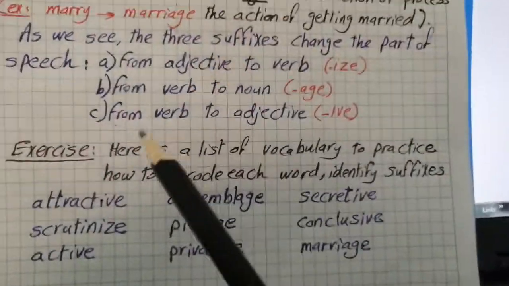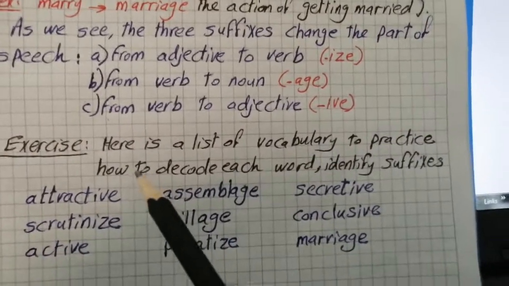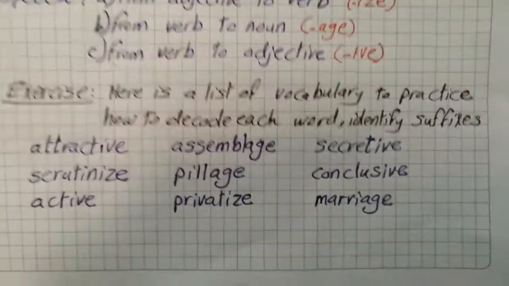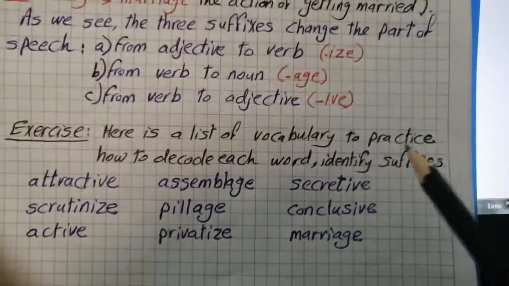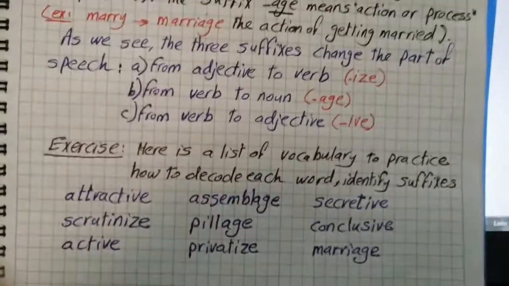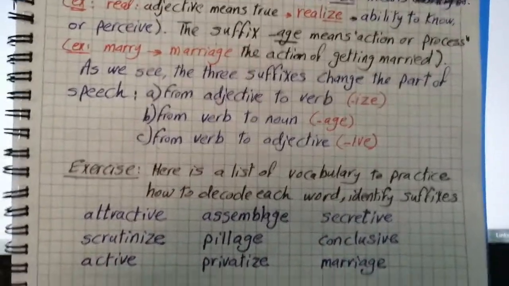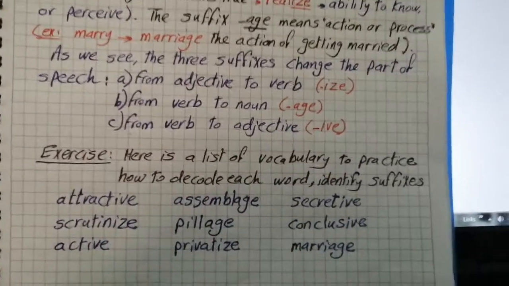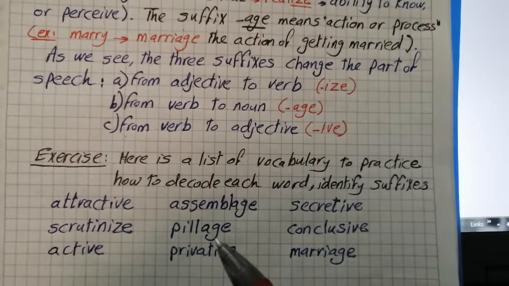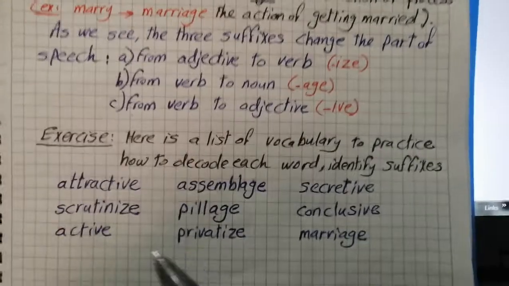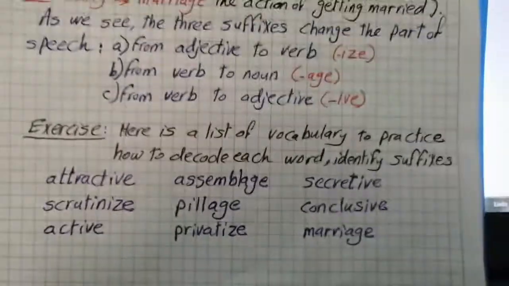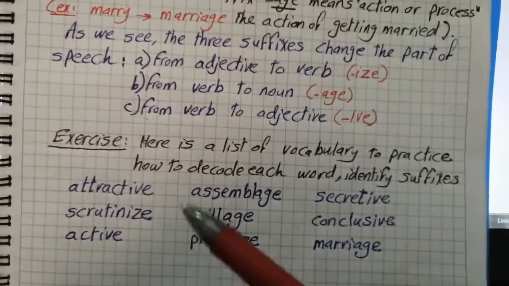Here we have an exercise to practice suffixes. Here is a list of vocabulary to practice how to decode each word, how to divide each word to identify the suffix. Number 1, attractive. Number 2, assemblage. 3, secretive. 4, scrutinize. 5, pillage. Conclusive, active, privatize, and marriage. Now try with me to identify the suffix in each word.